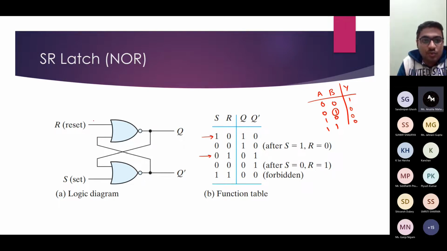Now if you consider both R and S are 0, and say Q is 1 and Q complement is 0. So my input here will be 0 and 0, which will produce 1 as output, and here 1 and 0 will produce output 0. So again you can see, if I have S and R both 0, then the output is not going to change. We say that it is a memory state. So this state is the memory state.